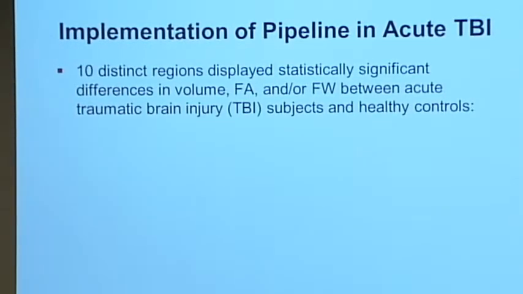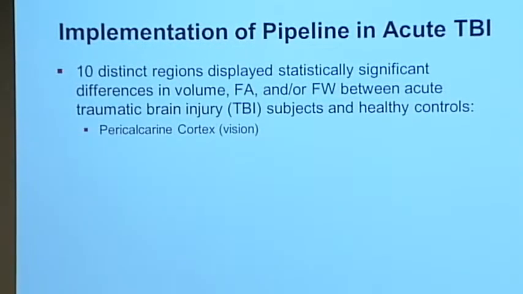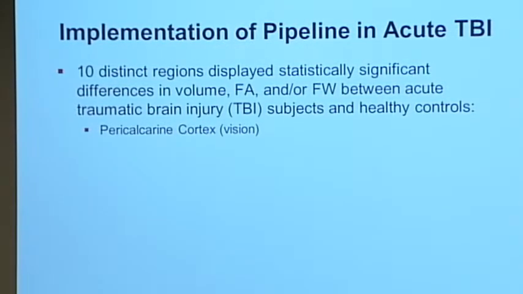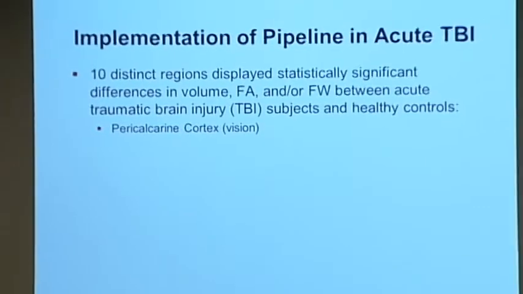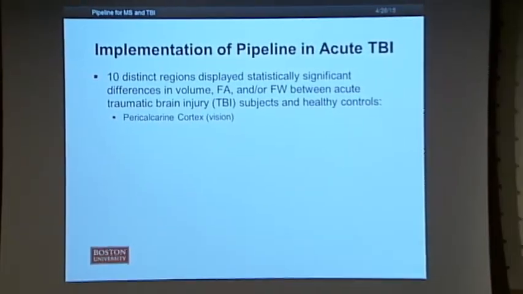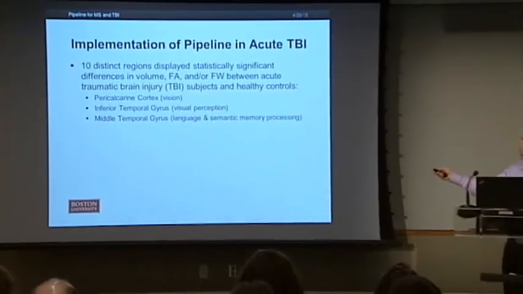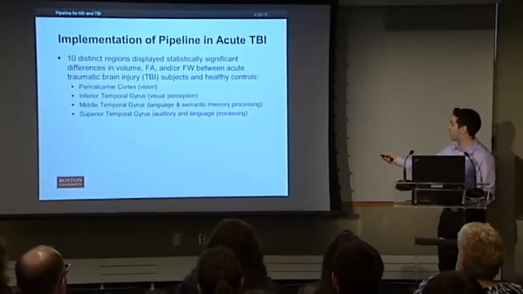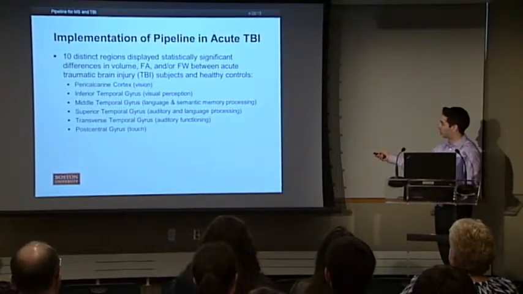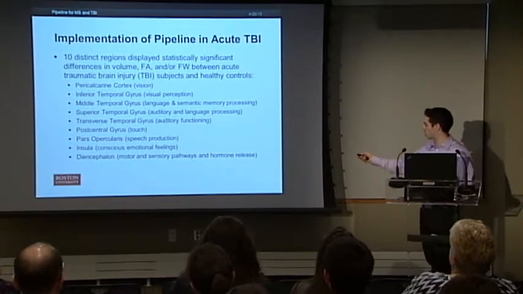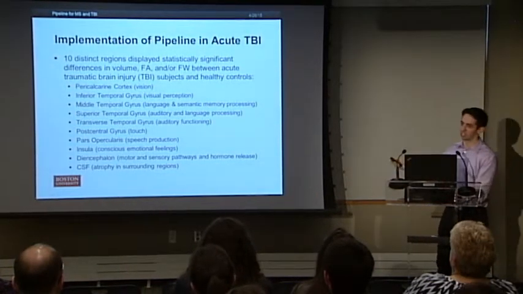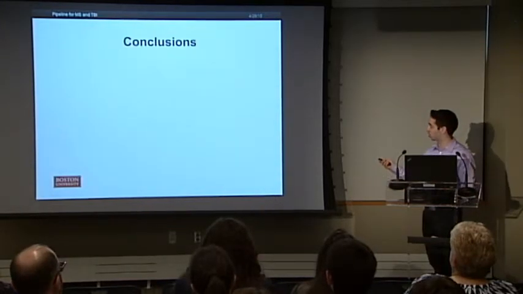Okay, so then I implemented this pipeline in acute TBI. I got to run through this quick, sorry. And we found 10 distinct regions that displayed statistically significant differences in volume, FA, and free water between acute traumatic brain injury patients and healthy controls. And these were areas associated with vision, visual perception, language, semantic memory processing, auditory, touch, speech production, conscious emotional feelings, motor and sensory pathways and hormone release, and CSF, which suggests atrophy in the surrounding regions.